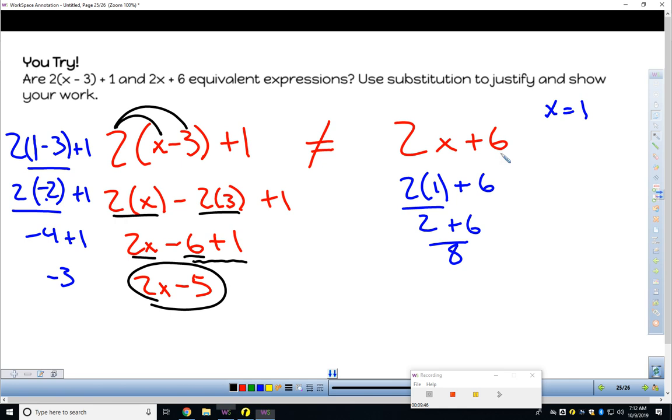Just to be safe, I checked to see what if x was 1. So I plugged 1 in. 2 times 1 was 2, plus 6 gives me 8. And then over here, where my x was, I plugged in 1. So now I have 1 minus 3, which gives me negative 2. 2 times negative 2 is negative 4. Negative 4 plus a positive 1 would give me negative 3.